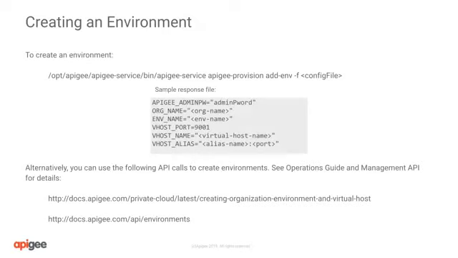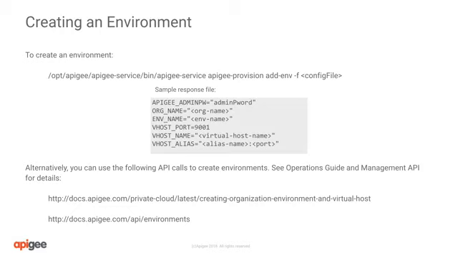When creating a new environment, the easiest way is to use the Apigee service provisioning command. In the example, you can see that we use the command with the format Apigee server, Apigee provision, add env, and then provide the path to the configuration file.